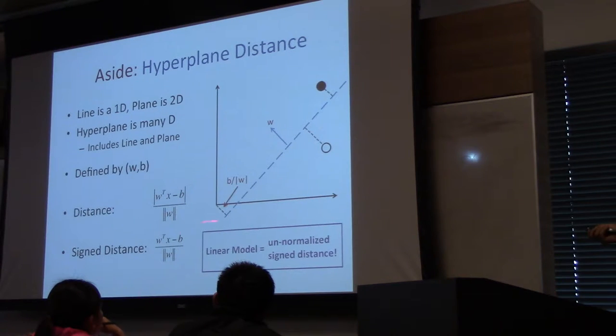And then the linear model, so this is the linear model up here, right? If you don't divide by this part, if you don't normalize, this is just the linear model. So the geometric interpretation of the linear model is whether it's on the positive sine distance side or the negative sine distance side. If it's close to the hyperplane, the distance is small. If it's far away from the hyperplane, the distance is large. That's it. And then this direction is what W is.